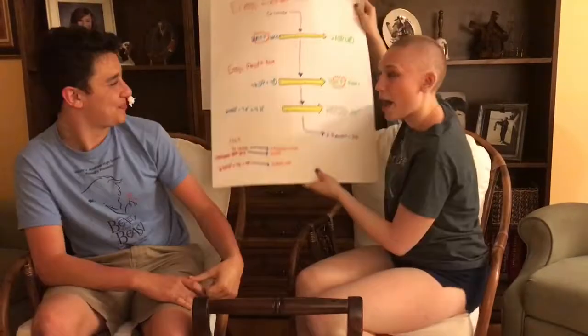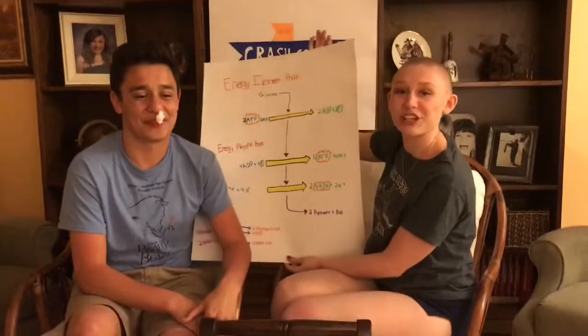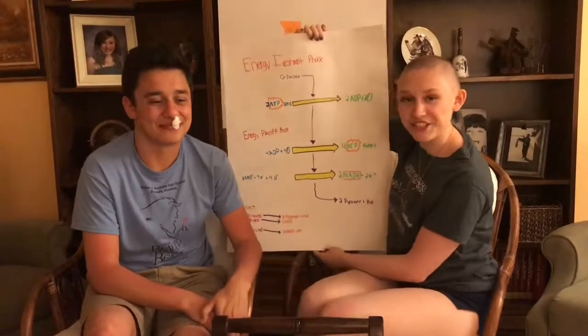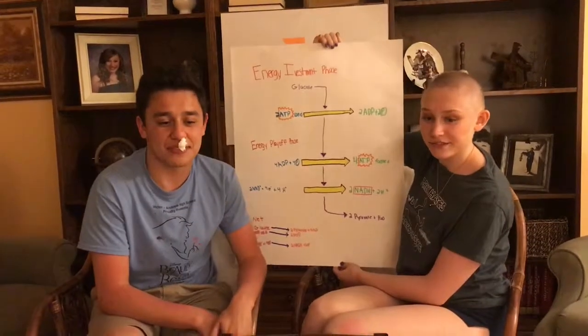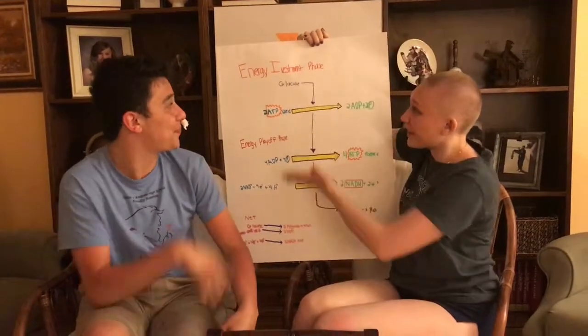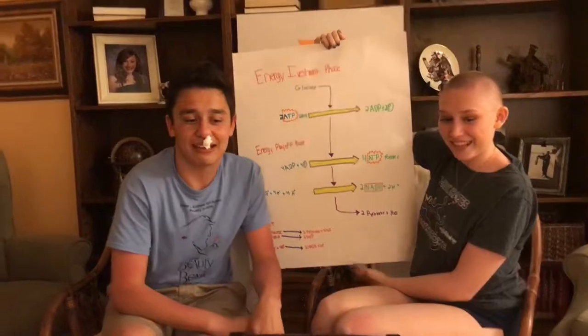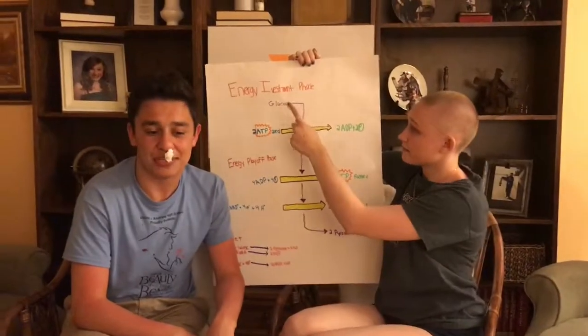Let us now continue on with cellular respiration. I happen to have a chart for the first step of cellular respiration. Cellular respiration begins with its first step called glycolysis. Glycolysis occurs in the cytosol, which is in the cytoplasm.